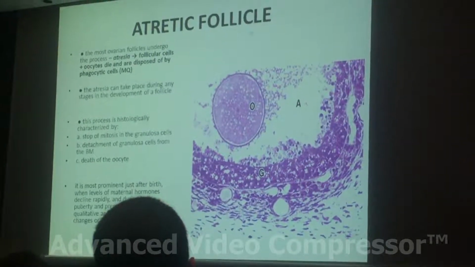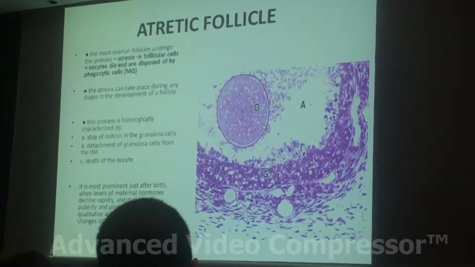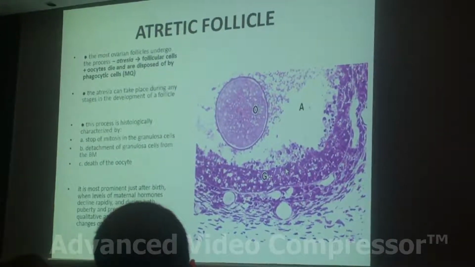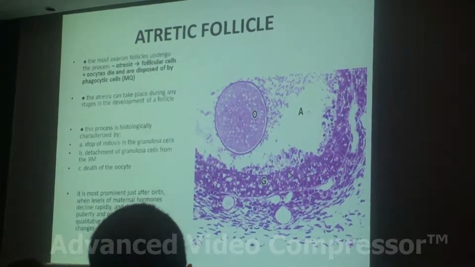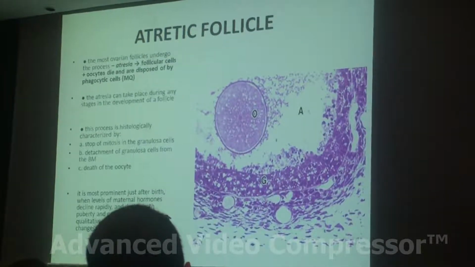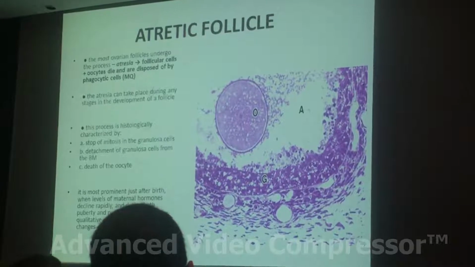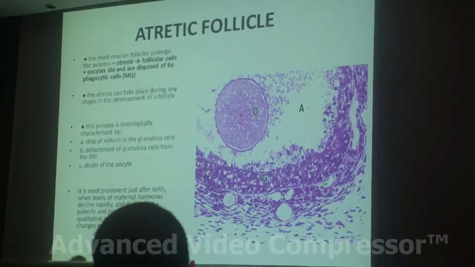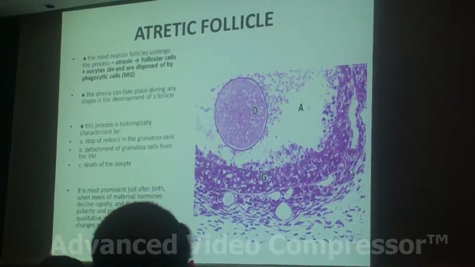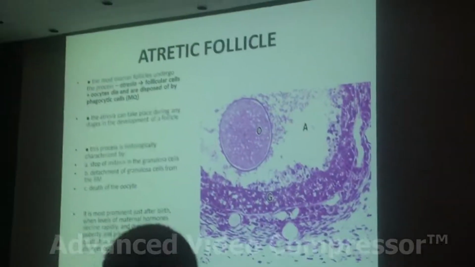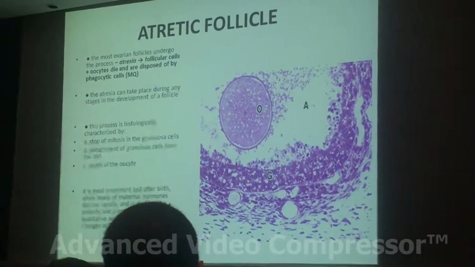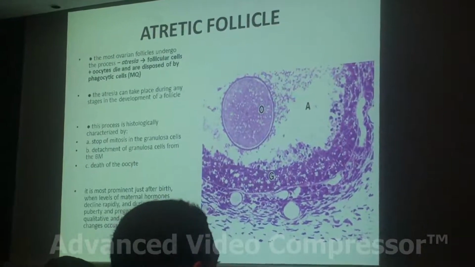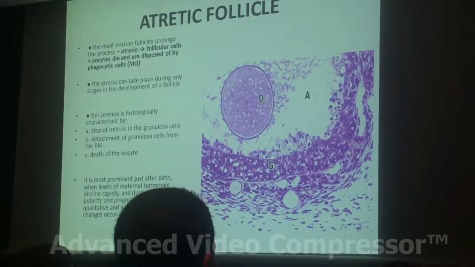First, the oocyte will undergo apoptosis and it will die. The epithelial cells, the granulosa cells, will be separated from the basal lamina. As you know, once the epithelium is separated from the basal lamina, it loses its nutrition and it will die. And all the remnants of the granulosa and the theca cells will be phagocytosed by macrophages within the ovarian stroma. Atresia occurs all the time, but it is usually significant in times of hormonal imbalances.